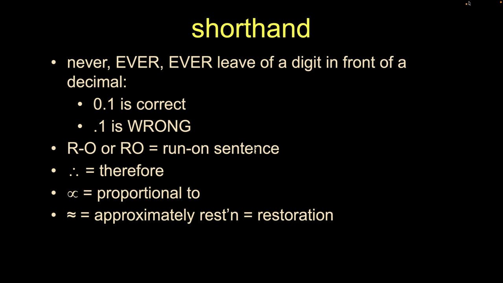Okay, the first is don't ever do this kind of stuff where it's just .1. Don't do that. I know there are some stupid stats programs that seem to give output like that. Don't ever do that. You always start with a zero and then a decimal and then whatever the value is. In terms of some common terms that I might put on some of the feedback to you guys when you're doing some write-ups, I might write R-O.